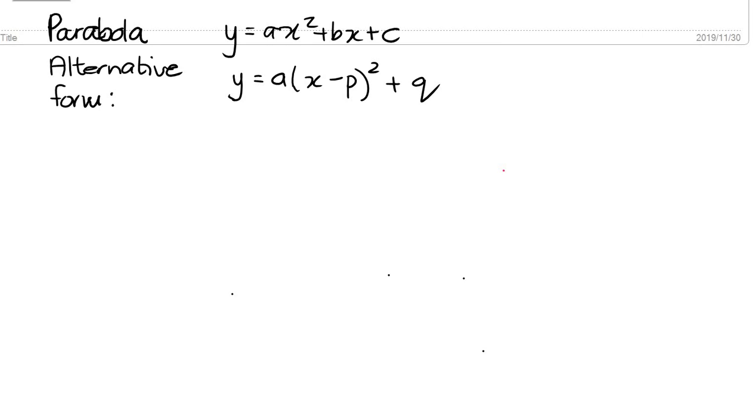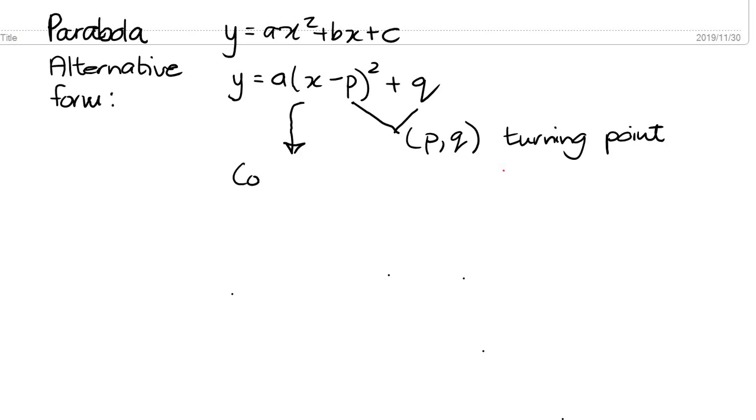Right, now we're going to look at the alternative form of the parabola, something which should look familiar to you. If your parabola equation is in this form, then it immediately gives you the turning point. And in the previous lesson, we spoke about it being helpful to have the turning point. So this is a good time to talk about the completion of the square.